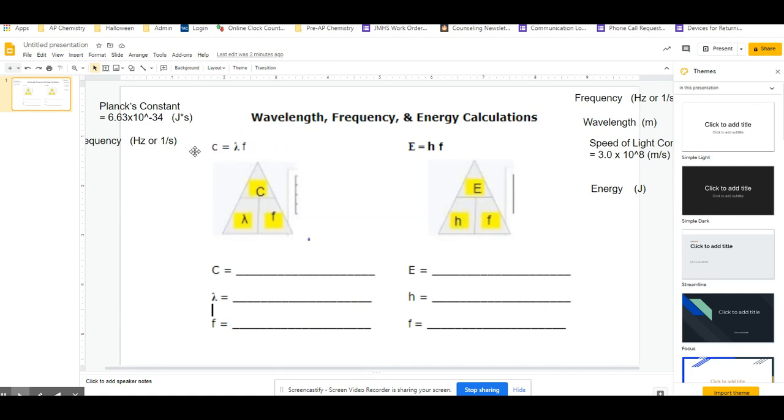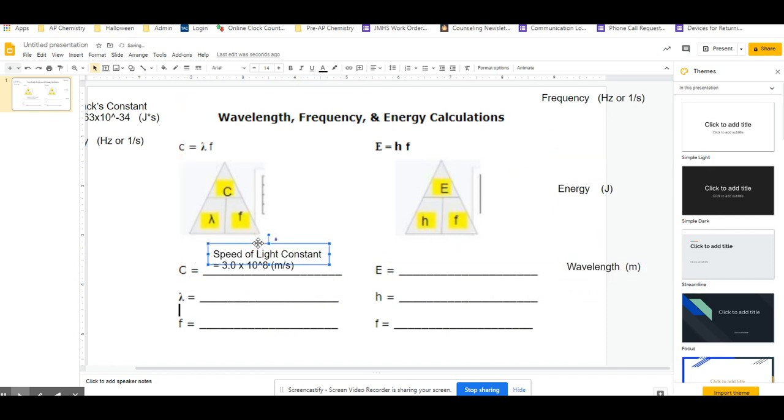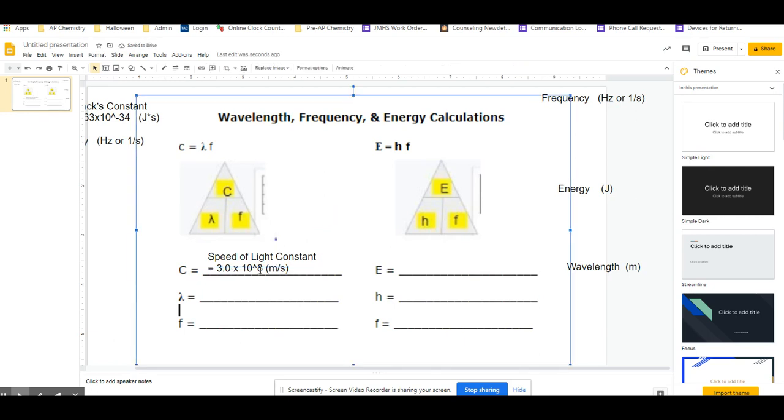We have 2 formulas. We have C equals lambda F. This upside down Y is called a lambda. This is an F for frequency. And then we're going to have E equals HF. Filling this in, your C is representing the speed of light, like I just said on the last slide. So speed of light, and that is going to be 3 times 10 to the 8th. It's a positive 8, meaning a big number, meters per second.